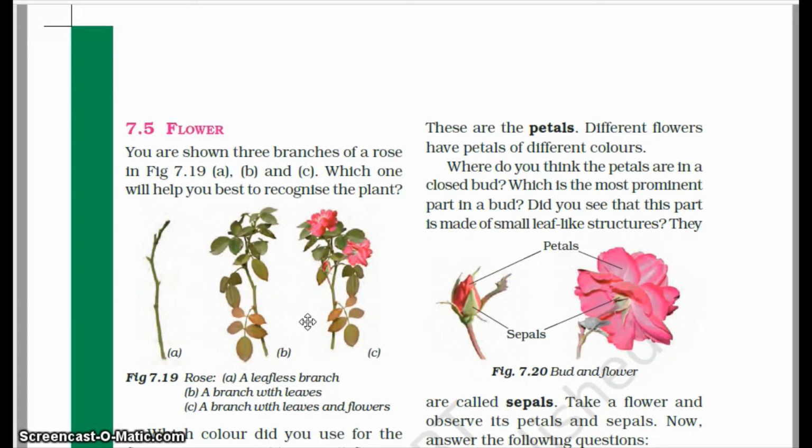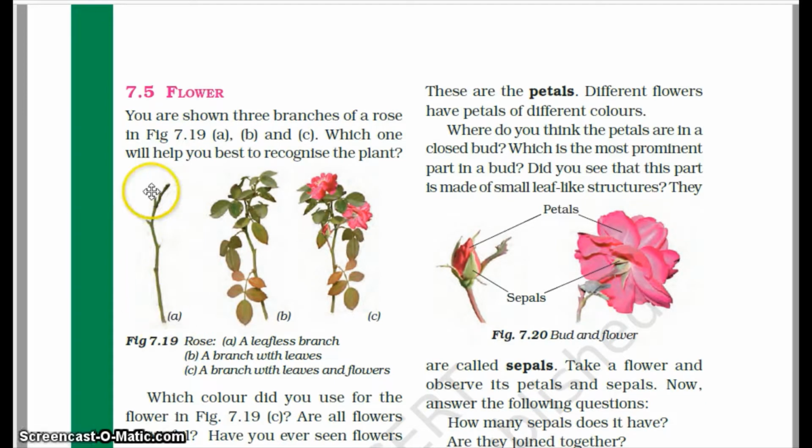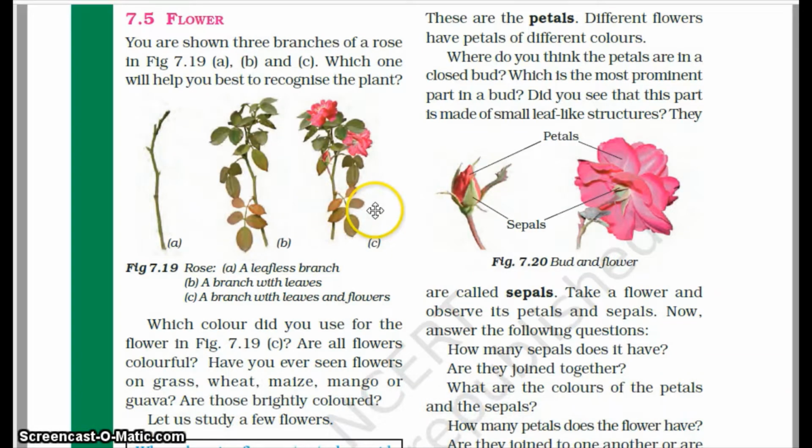So here you are shown 3 branches of rose in this figure A. The branch is a leafless branch. This figure B has leaves on the branch, and in this C there are leaves as well as flowers also. Now can you tell me, out of these three, which branch will be the best to recognize a plant? And the answer is C.